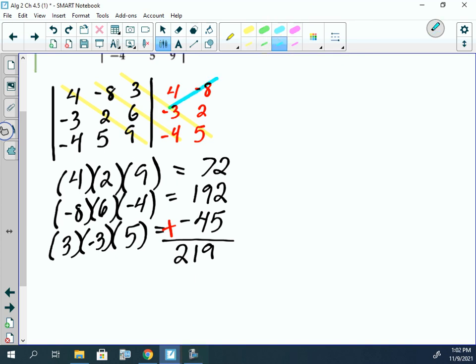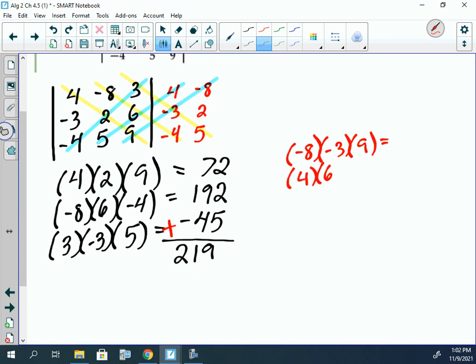Now we're going to take the diagonals that go in the other way. So we would have negative 8 times negative 3 times 9. That's just our first diagonal. The next one would be 4 times 6 times 5. And the last, 3 times 2 times negative 4, because now we're just taking the diagonals going in the other direction.